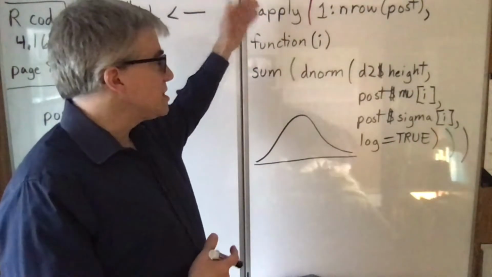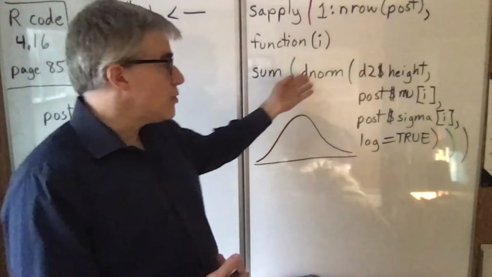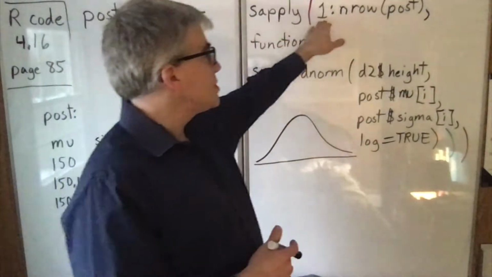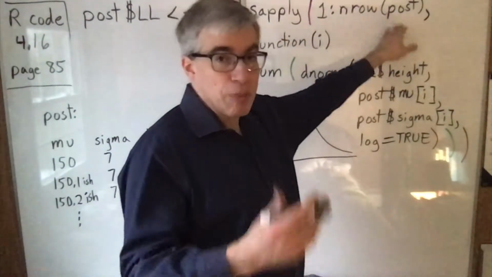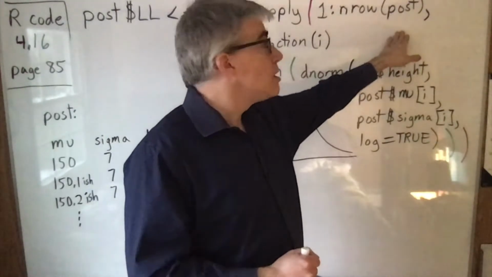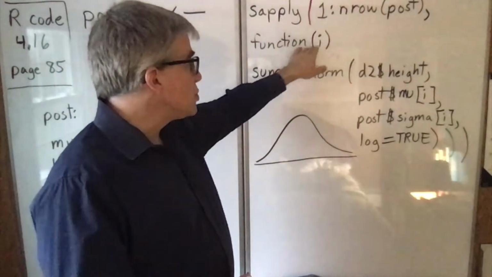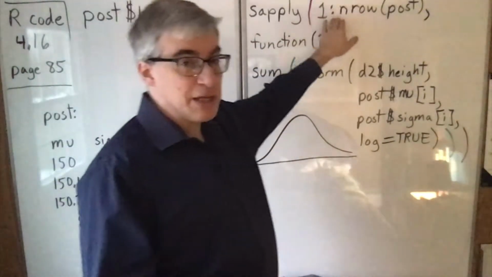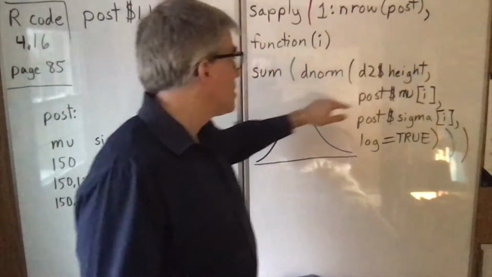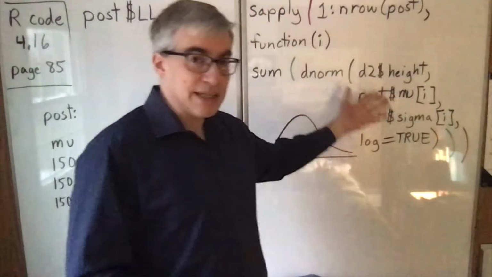sapply is saying we're going to apply this function sum to a bunch of quantities here. Let's break this down. The first thing is 1 to nrow(post). nrow(post) is the number of rows in post, 10,000. So this is saying 1 to 10,000. And then it's saying function(i), which means the i is going to count through from 1 to 10,000. The sum is going to be applied to all of these quantities.